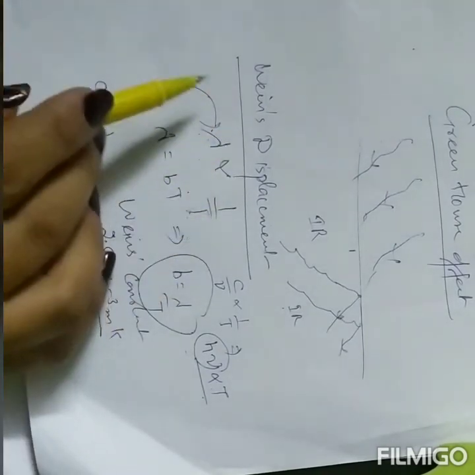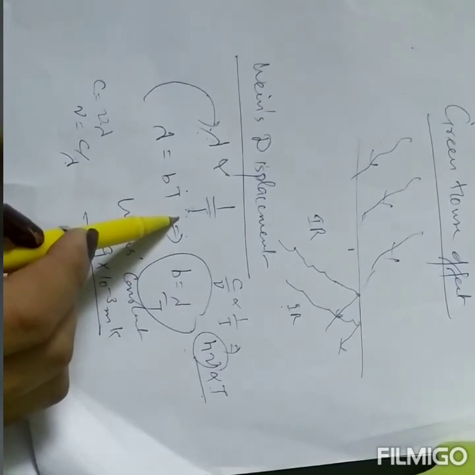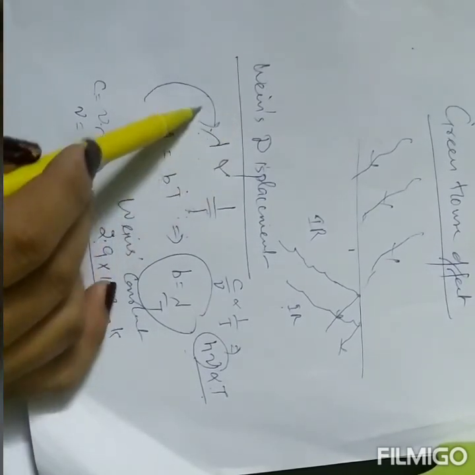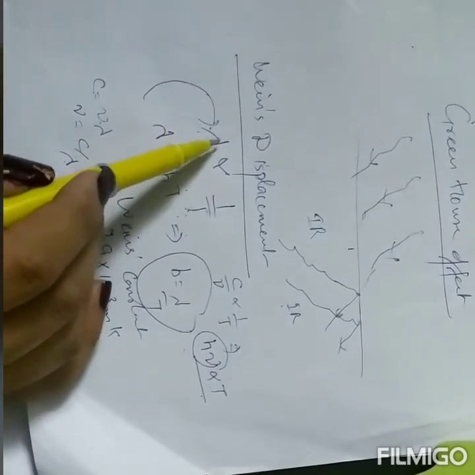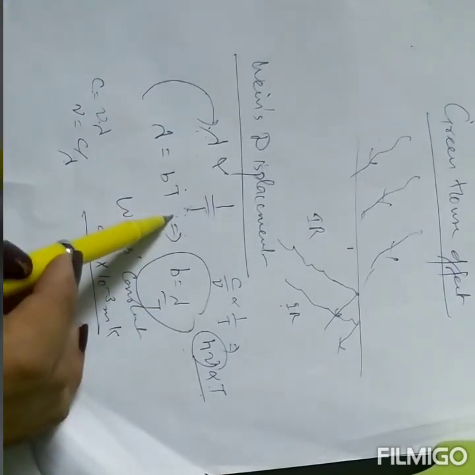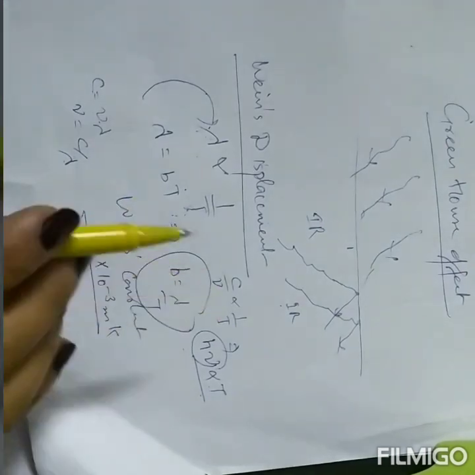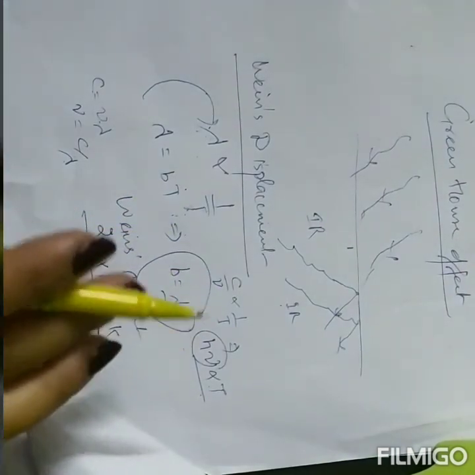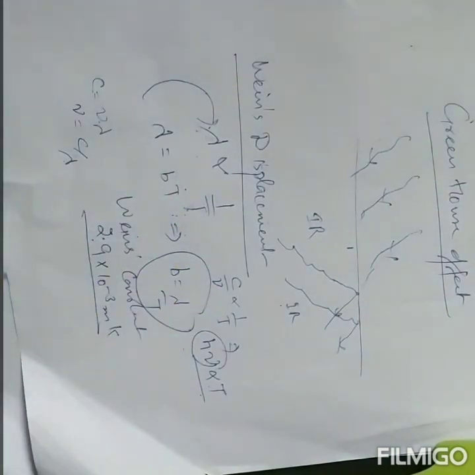From Wien's displacement law, we can calculate the temperature. The spectrum of the sun is studied, where the wavelengths are studied, and that is inversely proportional to temperature. From there the temperature is calculated. That will give you the temperature of the sun. Okay, so this is all about the topics.